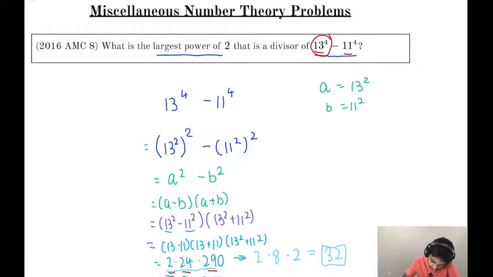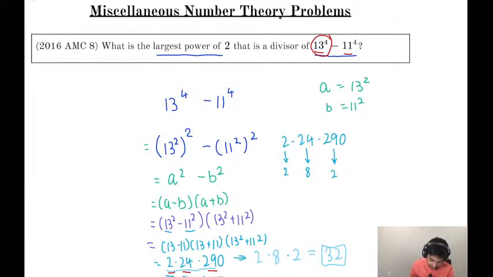So easier said, let me just explain. 2 times 24 times 290. What power of 2 divides 2? Well, that's just going to be 2, because 2 is the largest power of 2 that divides 2. And 8 is the largest power of 2 that divides 24. And 2 is the largest power of 2 that divides 290. So that's why we have 2 times 8 times 2, because now we take the largest powers of 2 from these expressions and we multiply them together.